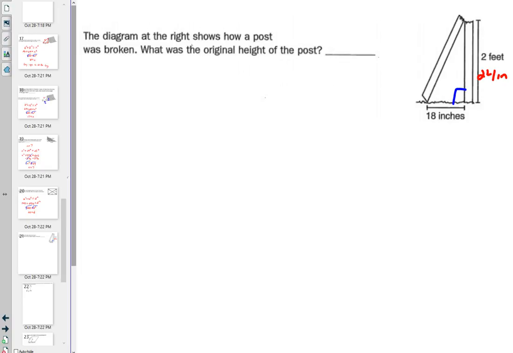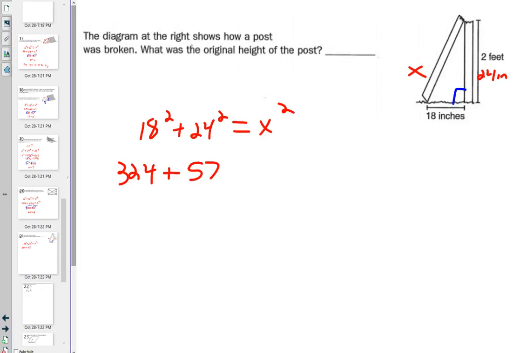And yeah, that's actually gonna make this into... This is also a Pythagorean triple. But we'll just show you. 18 squared plus 24 squared. There's gonna be a 3, 4, 5. Let's call this x again. 18 squared was 324. 24 squared is 576. If you add these up, you get 900.